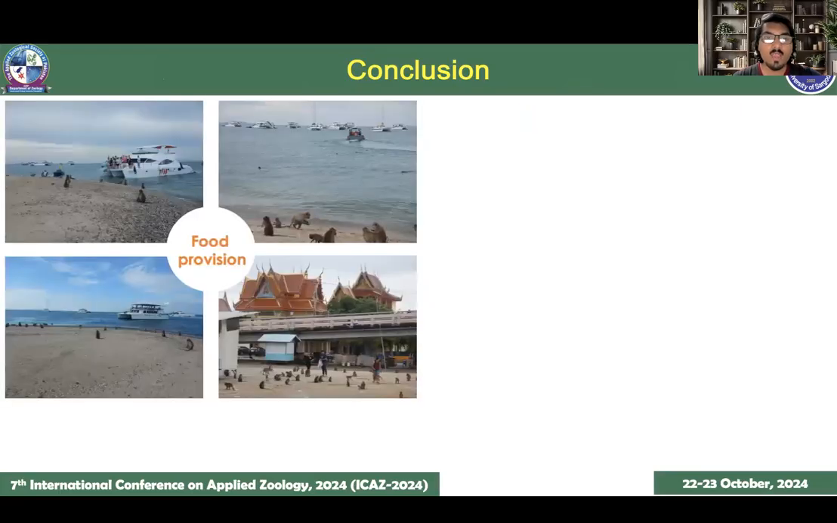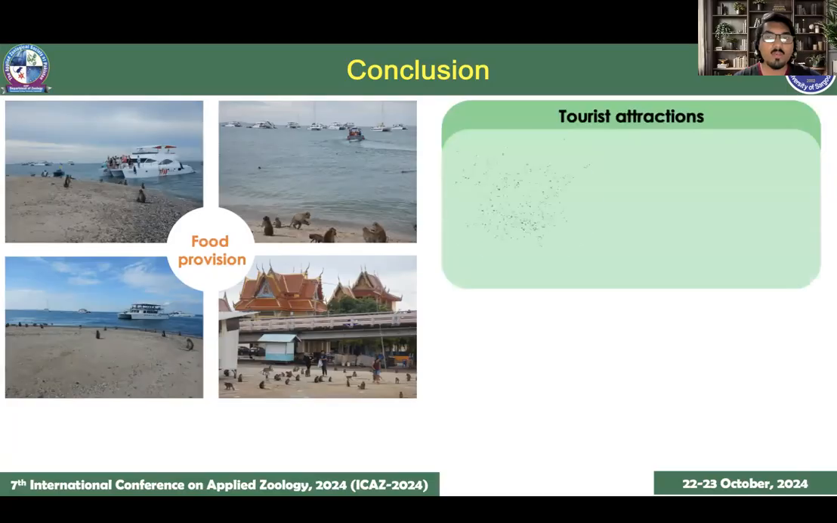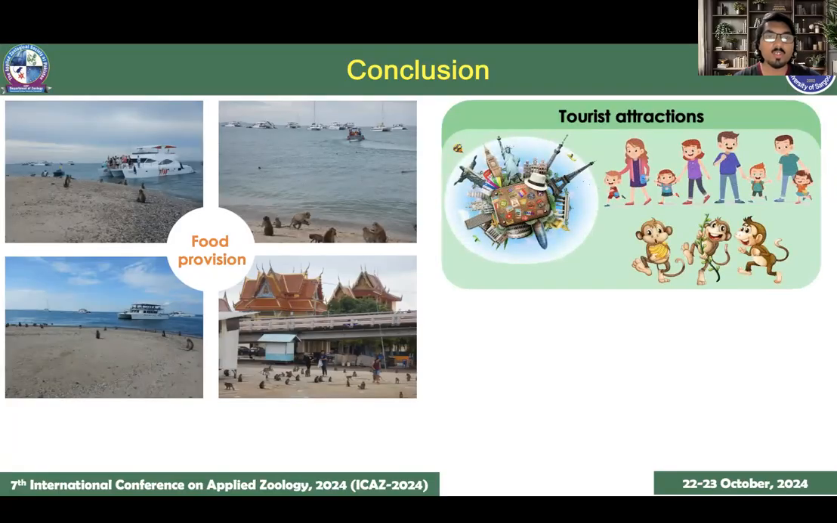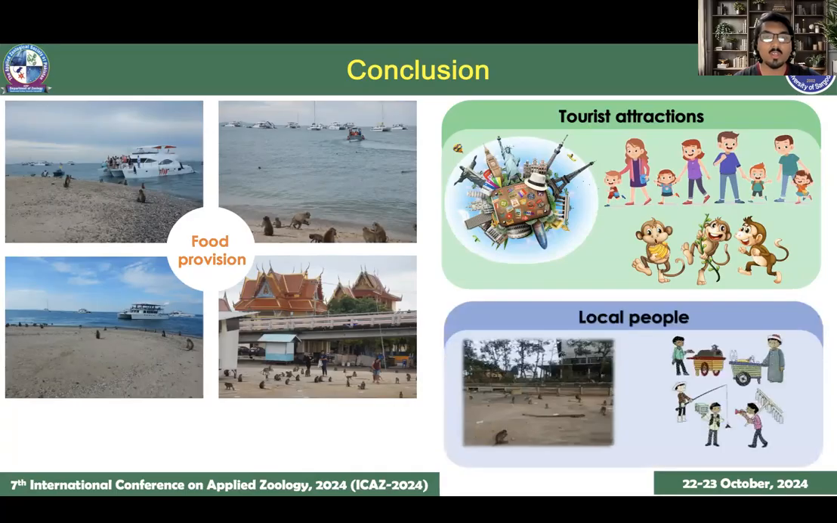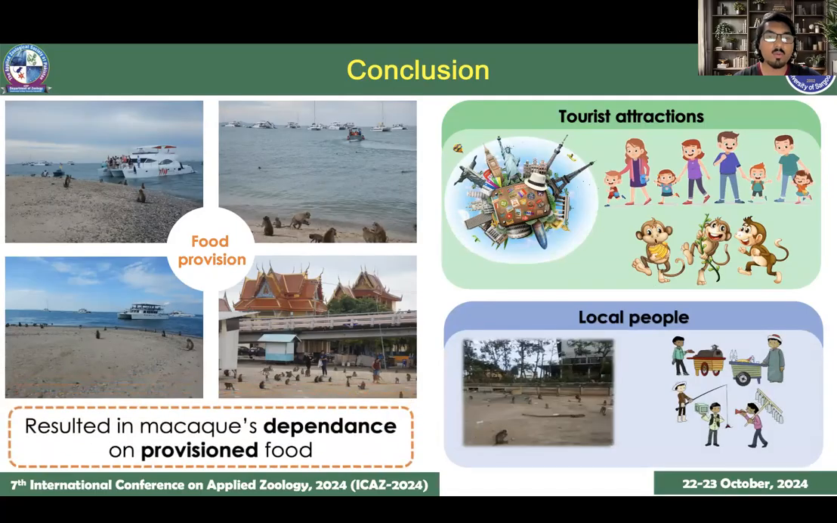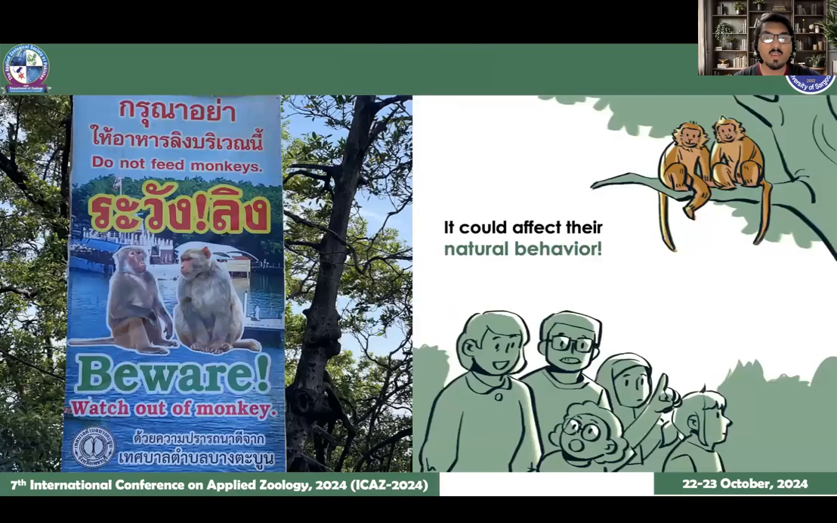And as I mentioned, the two populations were receiving foods from humans. One of them was receiving from the tourists because some of the populations are living on the islands, which is a tourist attraction, and are regularly fed by humans, and also the local population also feeds the monkeys, which leads to the macaque dependence on provisioned food. Thus, it has been advised and suggested that the monkeys should not be fed in their natural habitat because it could affect their natural behavior.